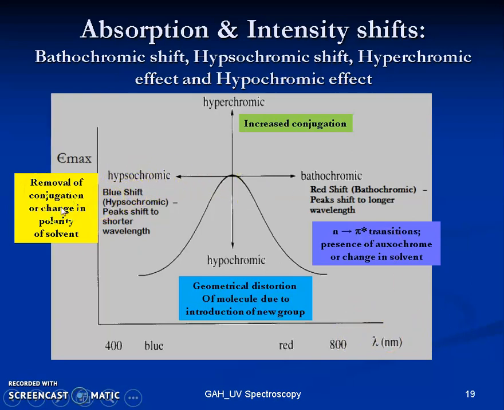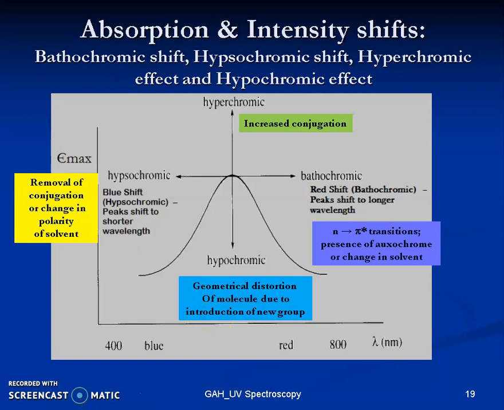Hypsochromic is the removal of conjugation or removal of the oxochrome or change in the solvent polarity that led to a blue shift or hypsochromic shift. Here the peak will shift towards the shorter wavelength region or towards the blue end of the spectrum. Coming to the intensity shift, that is hyperchromic shift, it is the increase in the absorptivity values just by increasing the conjugation. The second type of intensity shift is the hypochromic shift, which is the decrease in the absorptivity values because of geometrical distortion happening in the molecule due to introduction of a new group.